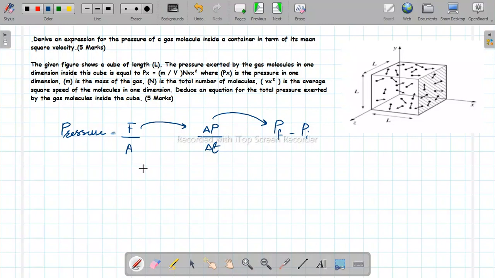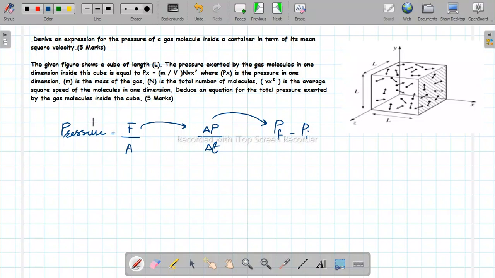There are two important things that need to be noted while solving these equations. First of all, they've already mentioned in this question that there are a total of N molecules in this container, right? So first we are going to calculate the force due to one single molecule, and then we'll generalize this equation to calculate the force for a total of N molecules in the container, to get the total pressure exerted by N molecules.